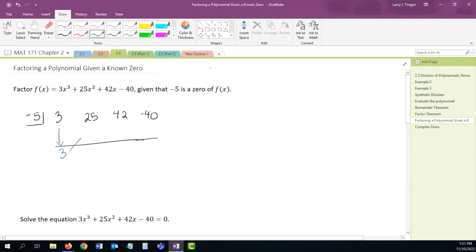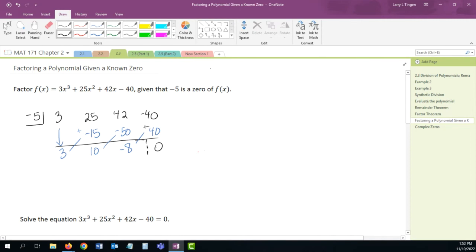Bring down the 3, and then start the process. Negative 5 times 3 is negative 15. 25 plus negative 15 is 10. 10 times negative 5 is negative 50. 42 plus negative 50 is negative 8. Negative 5 times negative 8 is positive 40. Negative 40 plus 40 is 0.